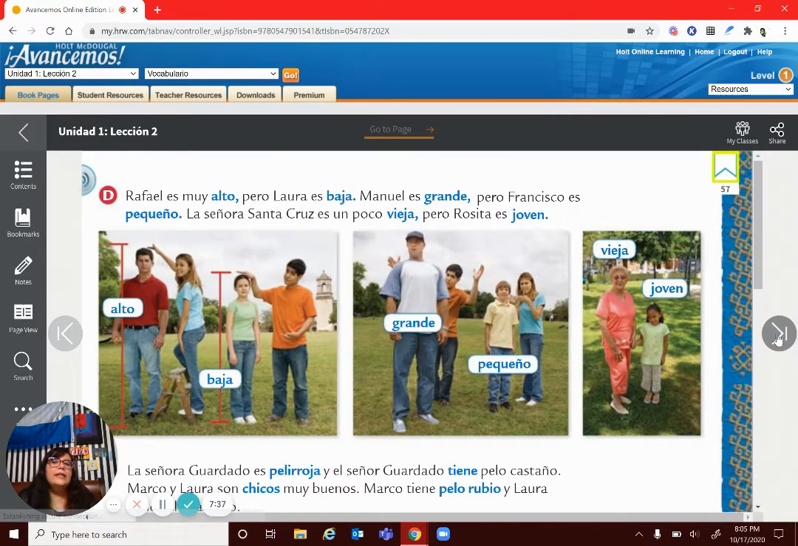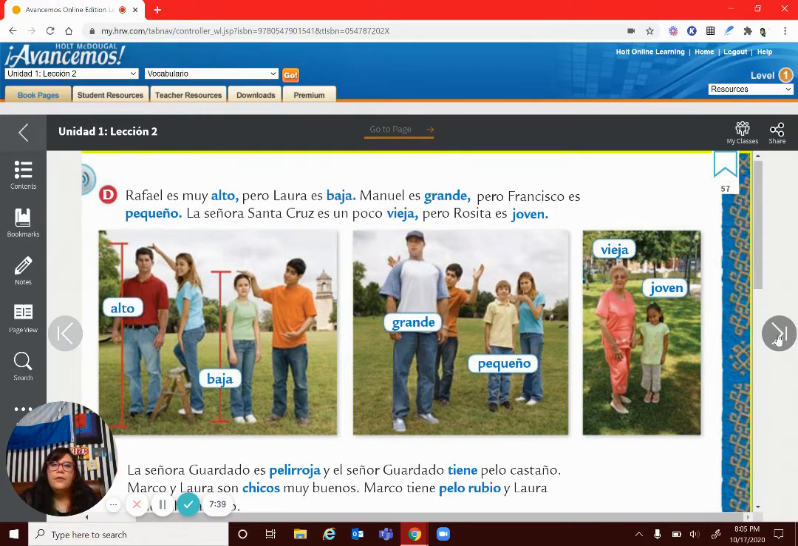Okay. Second page. So here we're going to have a couple of more physical attributes that you can see. So we have an entire family situation. For the first picture, it says, Rafael es muy alto. He is very tall. So you can see the word alto next to the really long measurement of him. Pero Laura es baja, someone who is short.